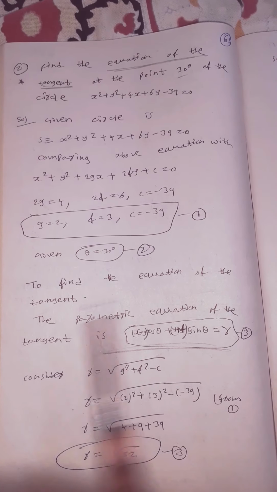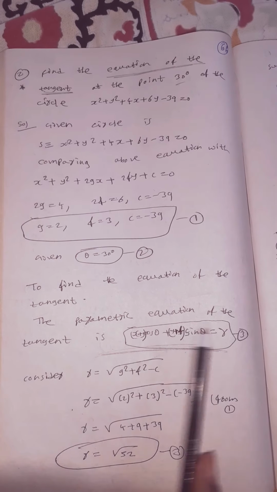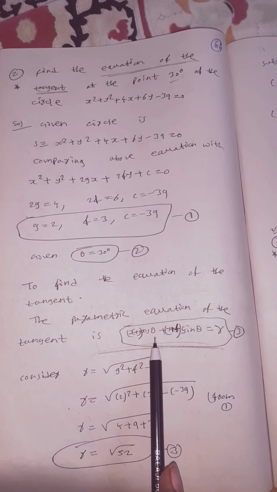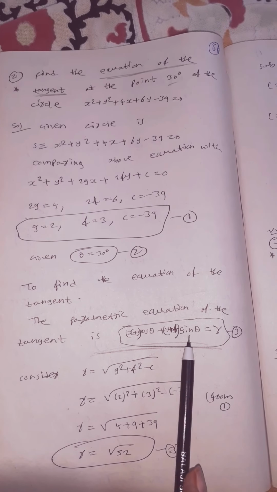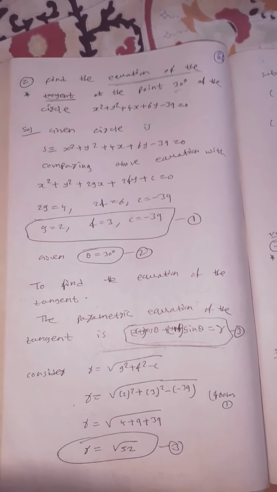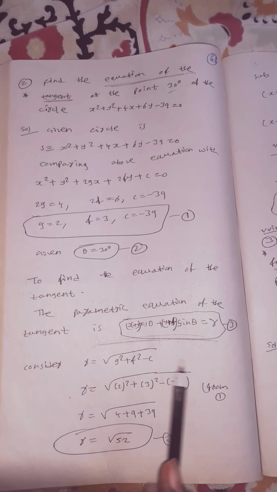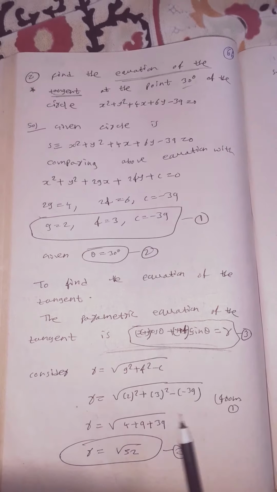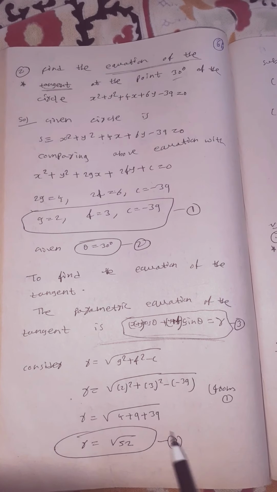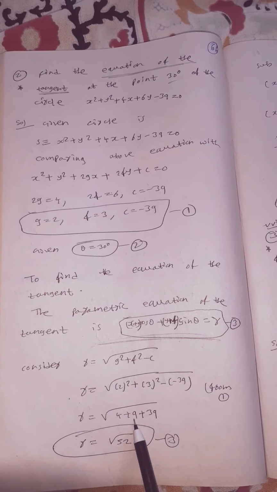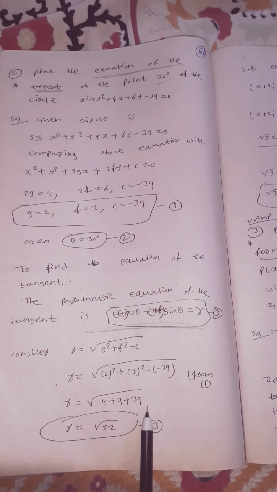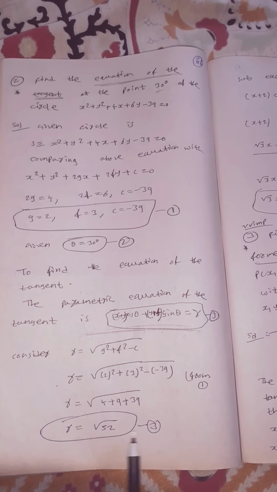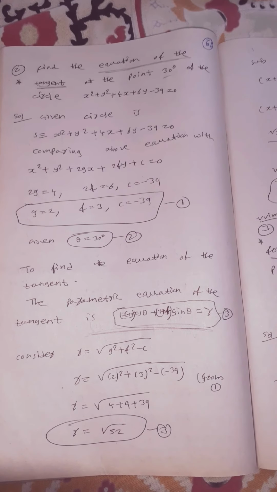So it is asking to find the equation of tangent. The parametric equation of tangent, I already told the formula, is (x plus g) cos theta plus (y plus f) sin theta equal to r. We have to find the r value first, that is under root g square plus f square minus c. So g value is 2, f value is 3, c value is minus 39 from equation 1. 2 square is 4, 3 square 9, minus into minus plus. So 39 plus 9 is 48, 48 plus 4 is 52. So the r value is root 52, equation number 3.